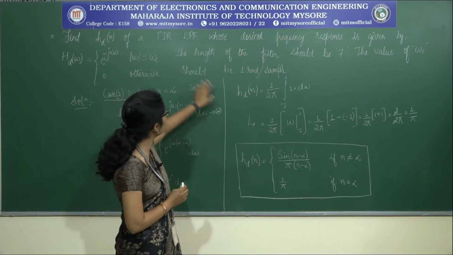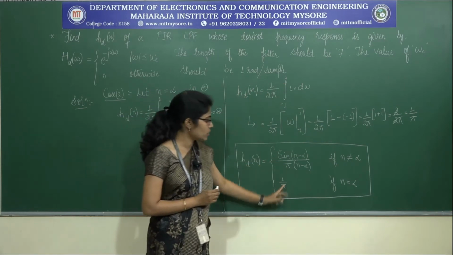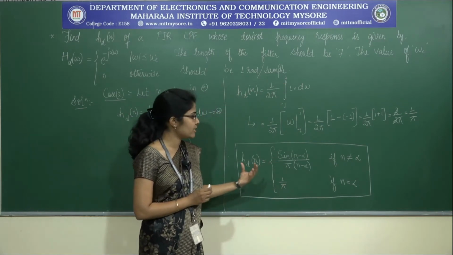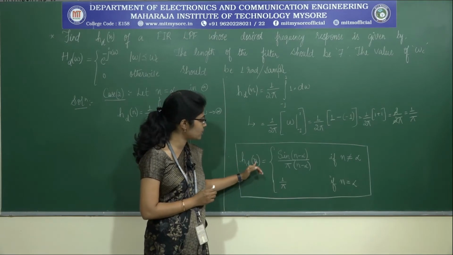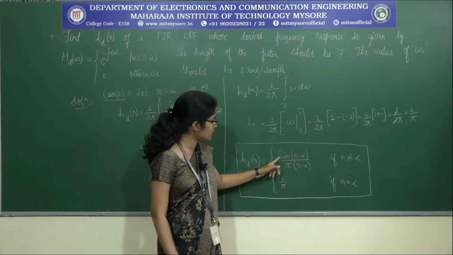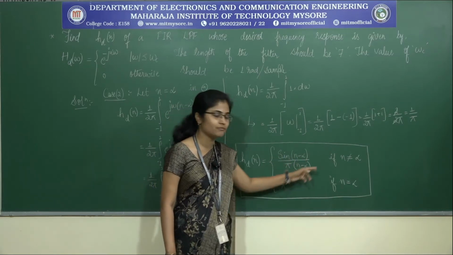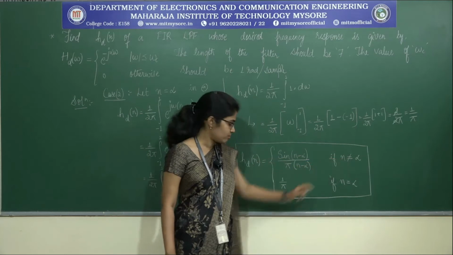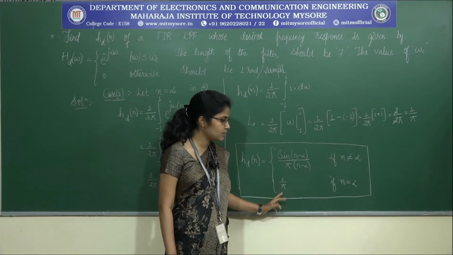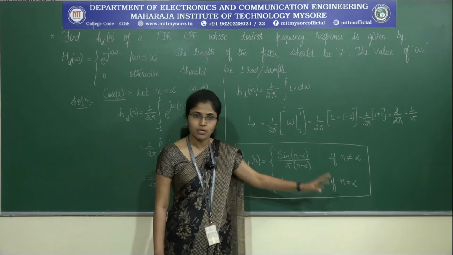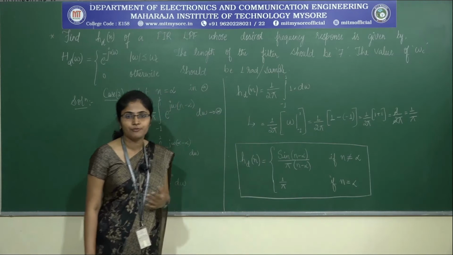So since the value of omega c was equal to 1, we got this form. So if we have the standard value of omega c, what will be the equation for hd of n? That will be equal to sine omega c into (n minus alpha) divided by pi into (n minus alpha) if n is not equal to alpha. So hd of n will be equal to omega c divided by pi if n is equal to alpha. So that will be the standard equation. Okay. So this is all about the first problem.